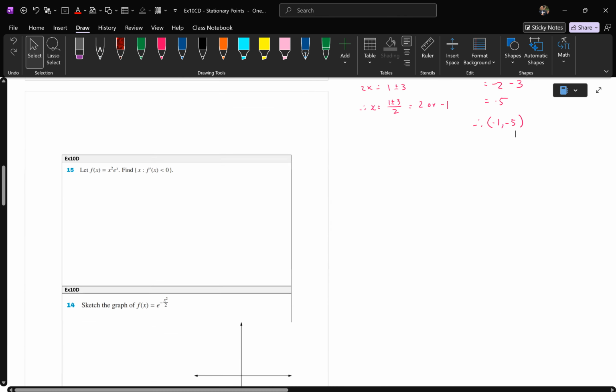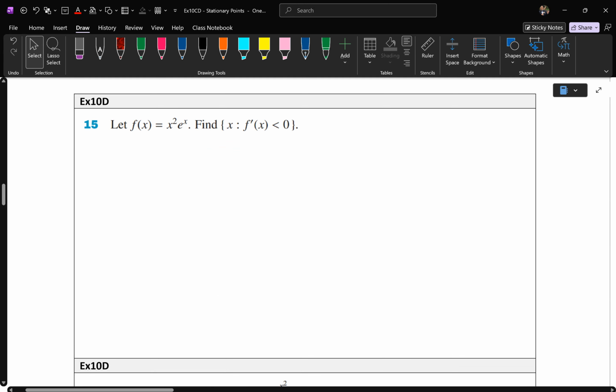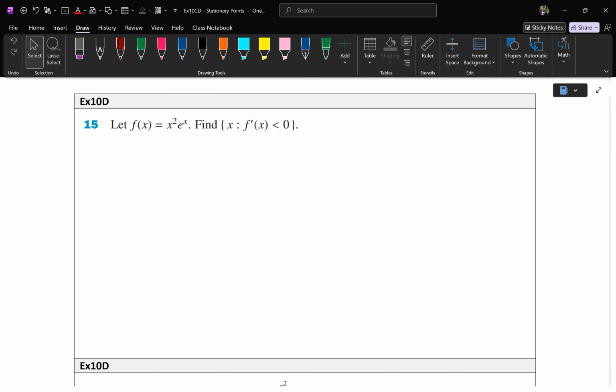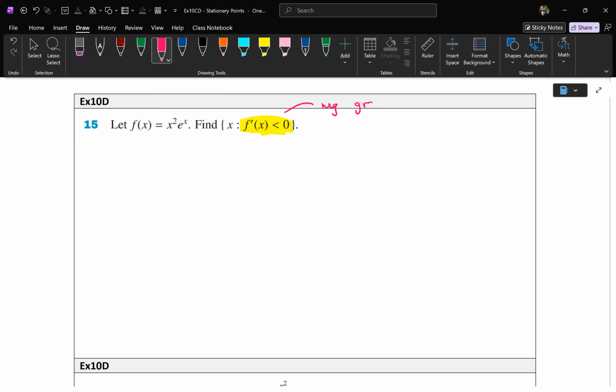The next 2, feel free to have a go. This is now a bit of analysis. So if you have a look at the next one, that's exercise 10D, question 15. x squared times e to the x. They're just saying find the domain for which the derivative is going to be less than 0, meaning it's going to be a negative gradient, is what you're looking for. Obviously, it's a lot easier if you have a CAS calculator. Type it up and sketch it. But if you didn't, how would you do that in a SAC as an example?